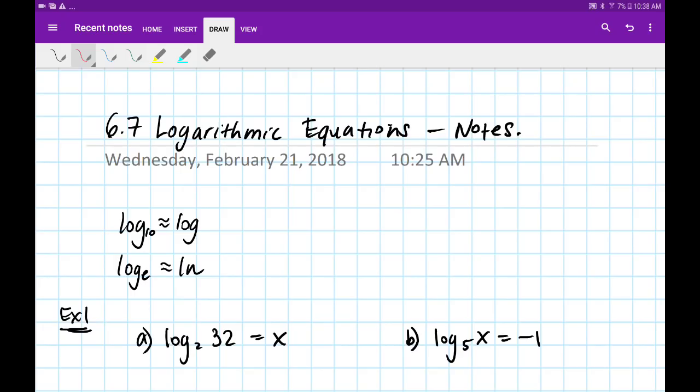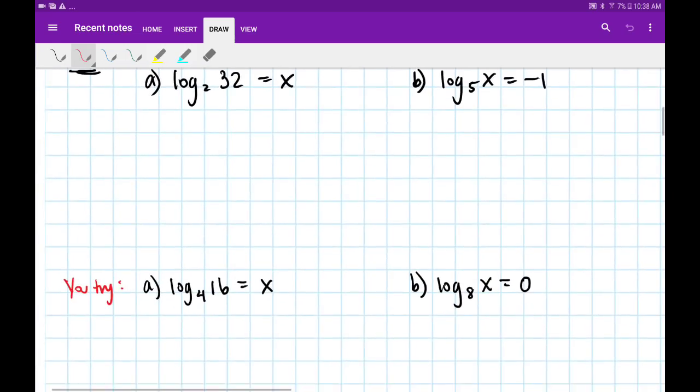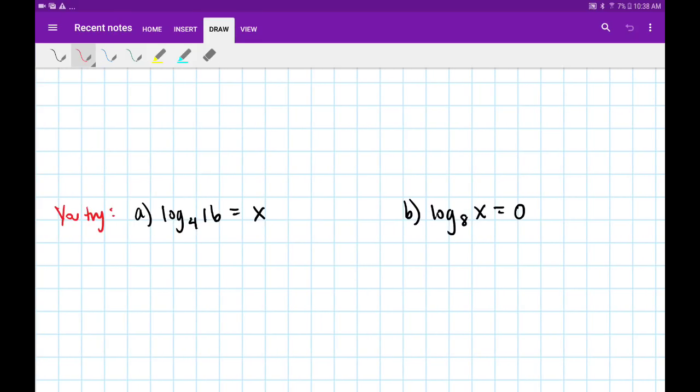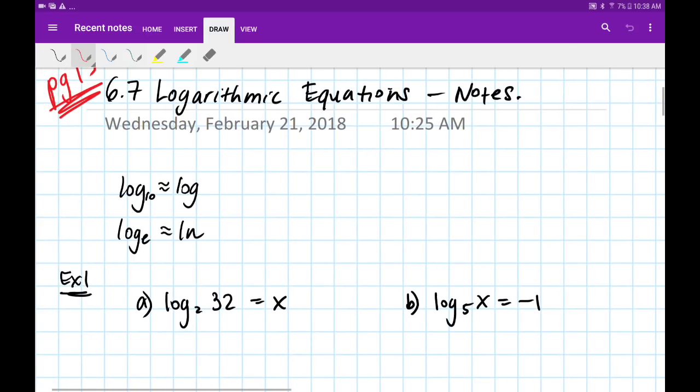We're on page 13 in the TAN book, and we're going to be doing 6.7 notes. Today we'll do example 1 together, A, B, C, and then I will give you 3 you-try problems to do on a separate sheet of paper. You're going to turn these in for credit for class. The rest of the examples, you can just work out directly in your TAN book. Okay, so let's get started.